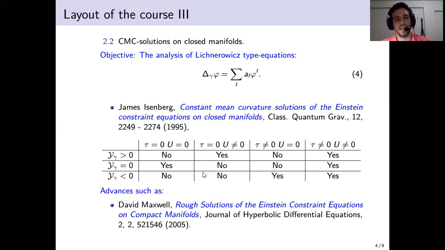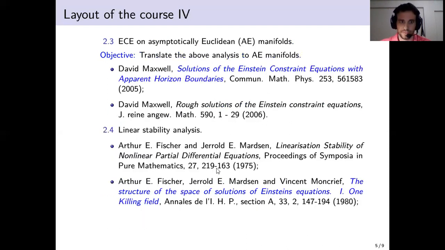So the idea is that depending on the Yamabe class of our metric and on whether the mean curvature and the TT part of our initial data set are 0 or not, we can completely classify the vacuum CMC solutions. We will present some updates of these results, basically extending them to the cases where we still have a CMC condition, but we have matter fields, and also to low regularity settings.